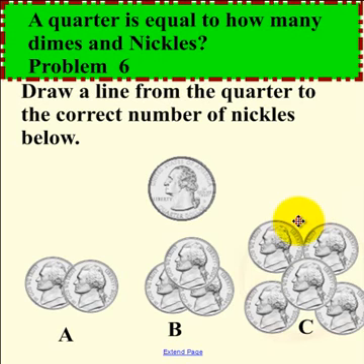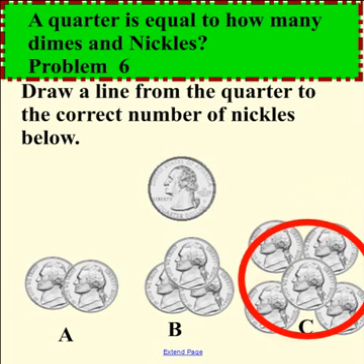Okay, if you had chosen C, 5 nickels, you are correct. Remarkable. If you would, let's have a student come up to the smart board for the very last problem. And while they're coming up here, if you would erase your answer. Thank you.